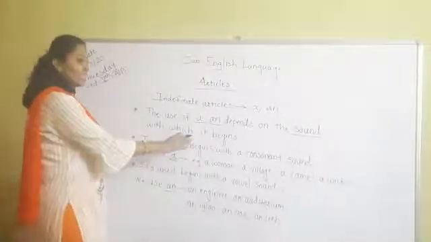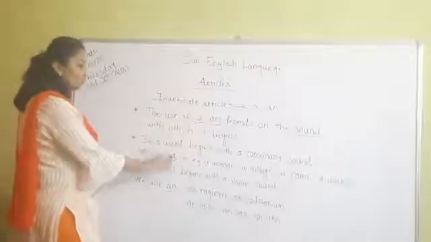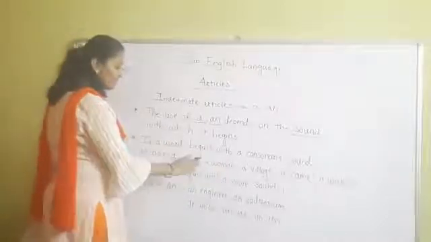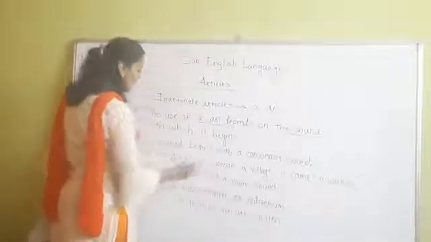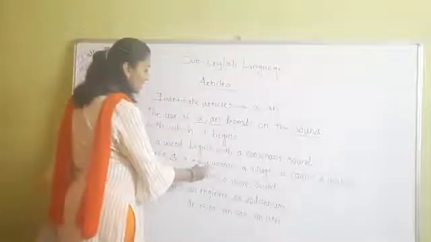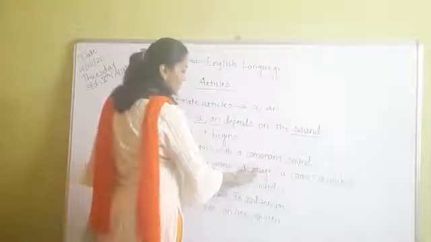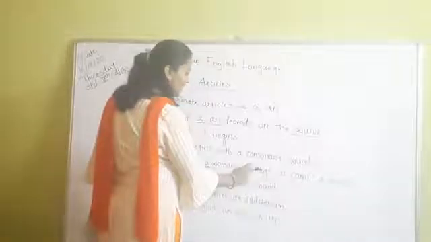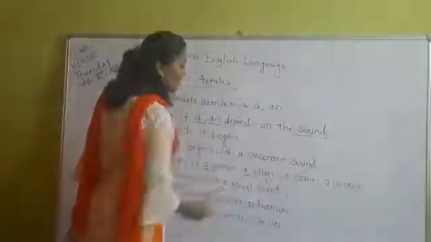If a word begins with a consonant sound, as I have previously told you, we use a. For example, a woman. Now, the spelling of woman starts with W, and W is a consonant here. So, we have to use here a woman. Now, see the spelling of village. The spelling of village starts with the V sound. And V is a consonant here. So, we have to use here a village.